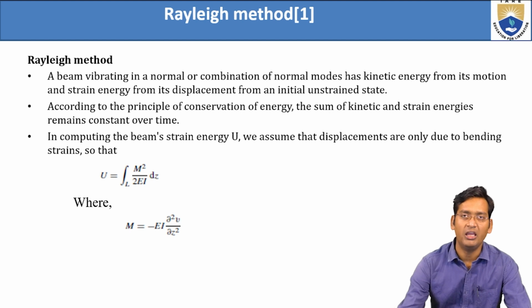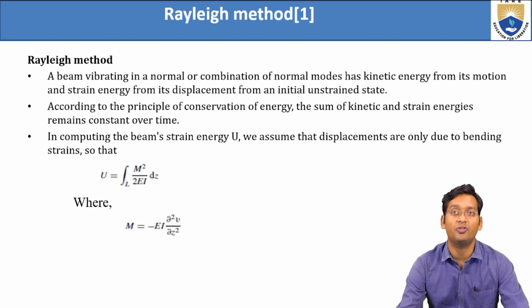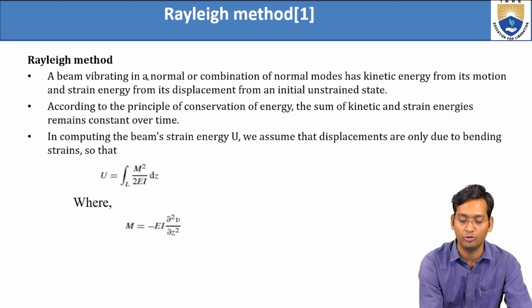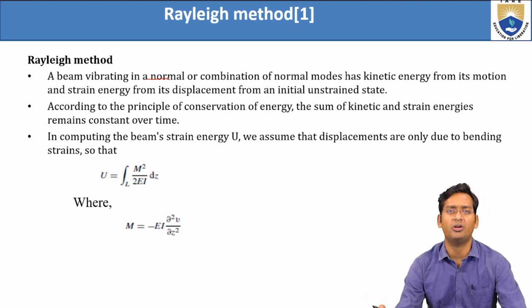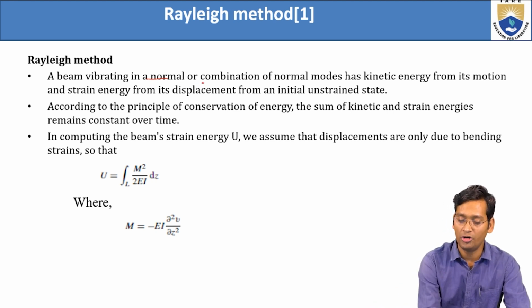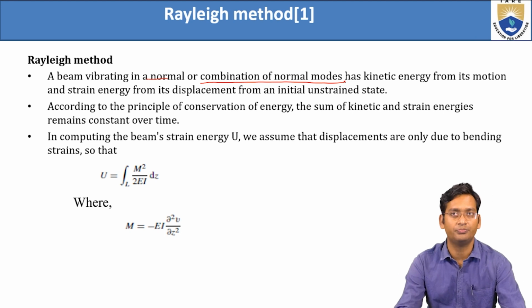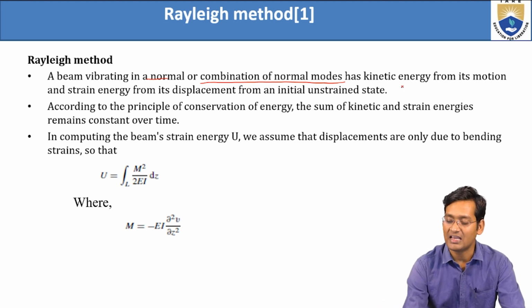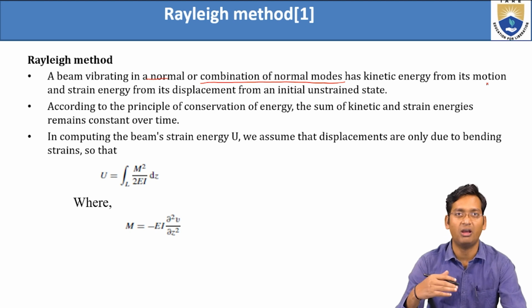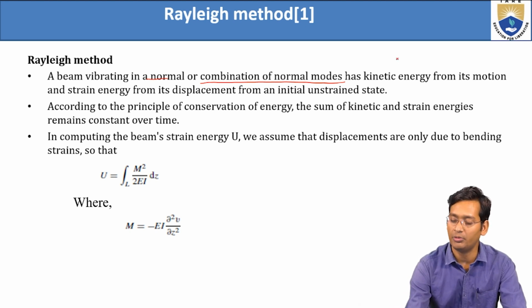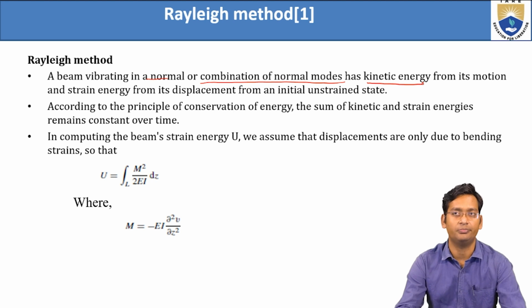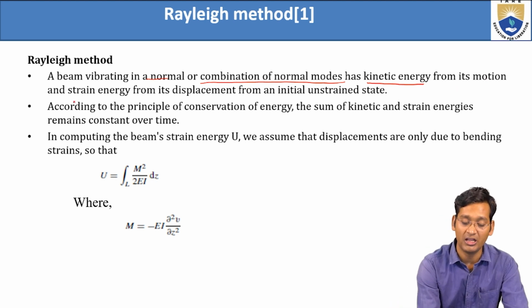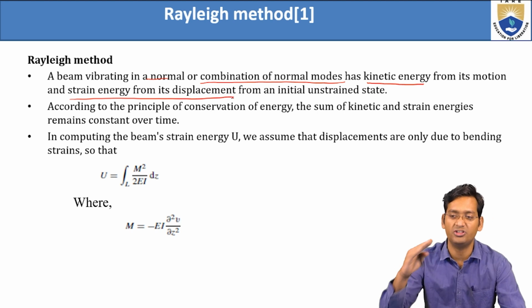According to Rayleigh, a beam vibrating in a normal or combination of normal modes has kinetic energy. Normal mode means there is no force or anything, just whatever vibrating is there, just allow it to vibrate. Combination, like instead of one beam, two, but that should be in the normal mode, no damping, no force. That type of mode has kinetic energy from its motion because it's vibrating, and strain energy from its displacement because it's vibrating up and down.